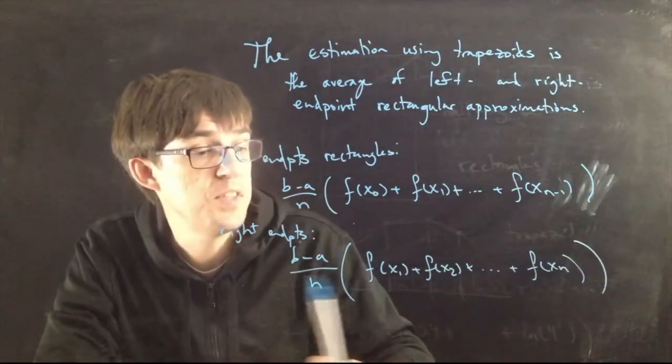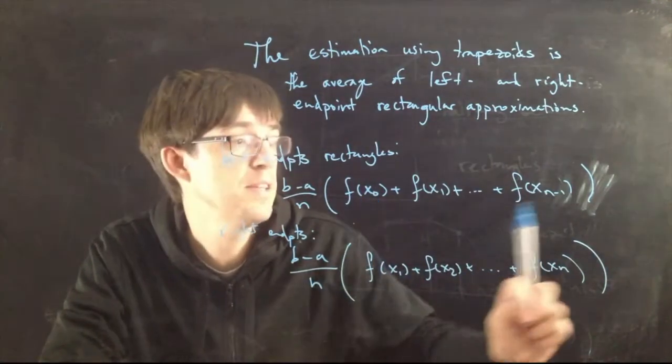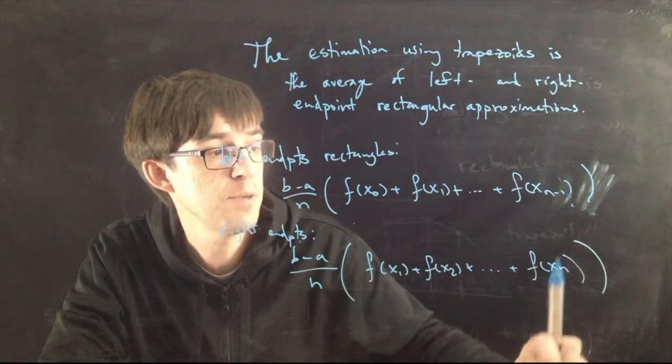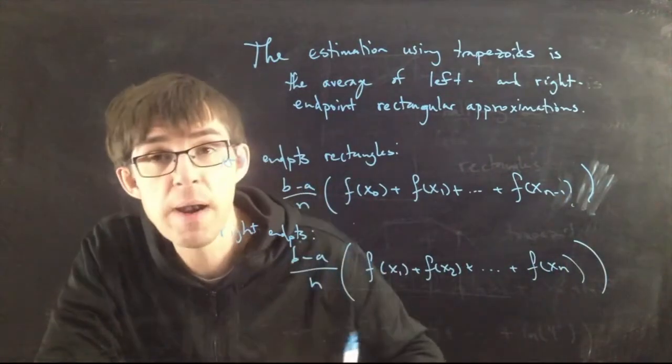The right-hand endpoints is the same, except instead of starting with the very first one, you start with the next one, and instead of ending with the second to last one, you end with actually the last point. All right, this is the left endpoints. This is the right endpoints.